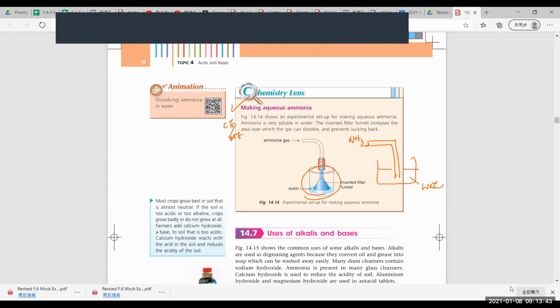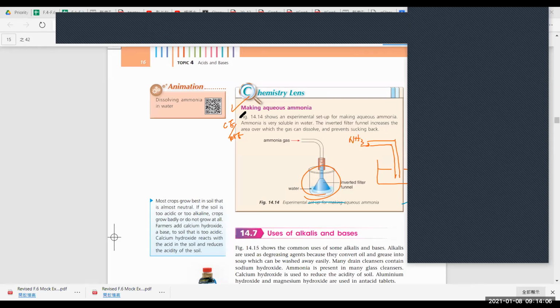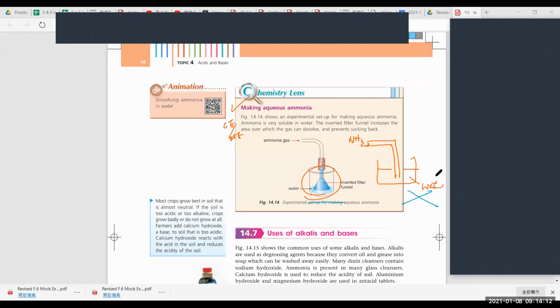Now, tell me the difference between the two, okay? Now the case is this one is not so suitable to be used to dissolve ammonia gas into water. But for this, do you know why? What is the difference? You may read those wordings and try to give some explanation. Well, do you know? Now you read the wordings first, okay?